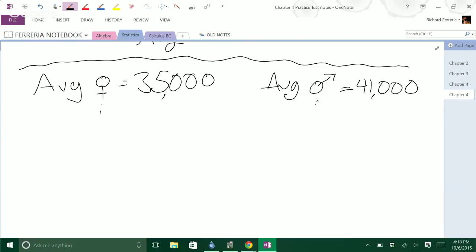That average is going to be close to 41,000. If we have 10 females and 1 male, the average is going to be closer to 35,000. So the number of each really makes a difference as to where that average would be. And since you don't have numbers, you can't pick some of these answers. We just know it's somewhere between 35,000 and 41,000. We don't know exactly where, but somewhere between there.